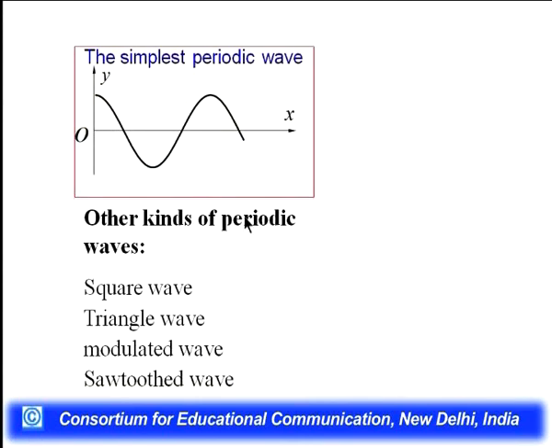This is the diagram of a simple periodic wave. Here we have the x-axis in this direction and this is the y-axis. Here we see that this is a type of periodic wave.